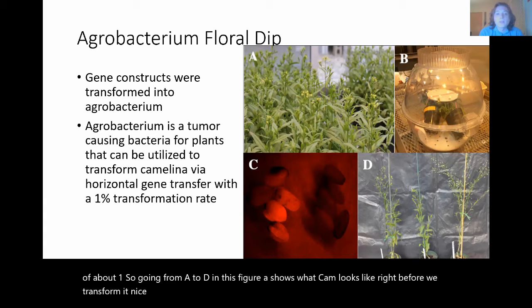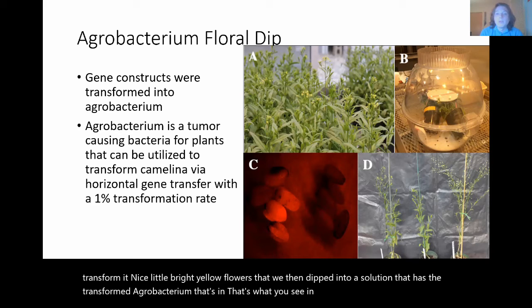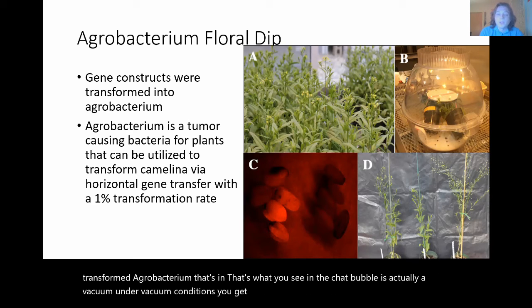Nice little bright yellow flowers that we then dip into a solution that has the transformed Agrobacterium. That's what you see in B. That bubble is actually a vacuum. Under vacuum conditions, you get about a 1% transformation rate.